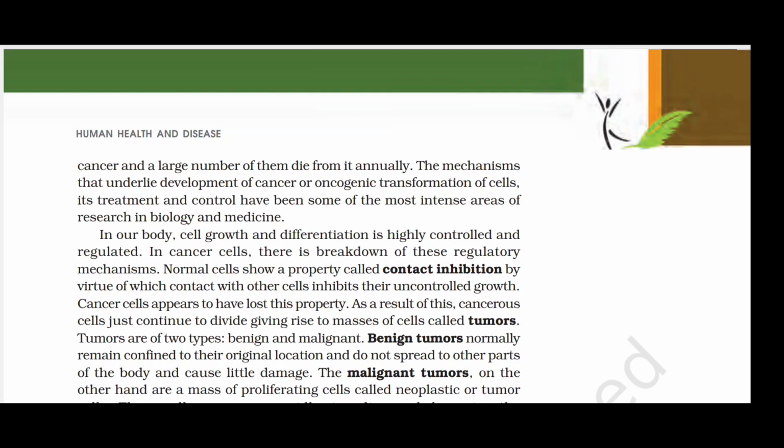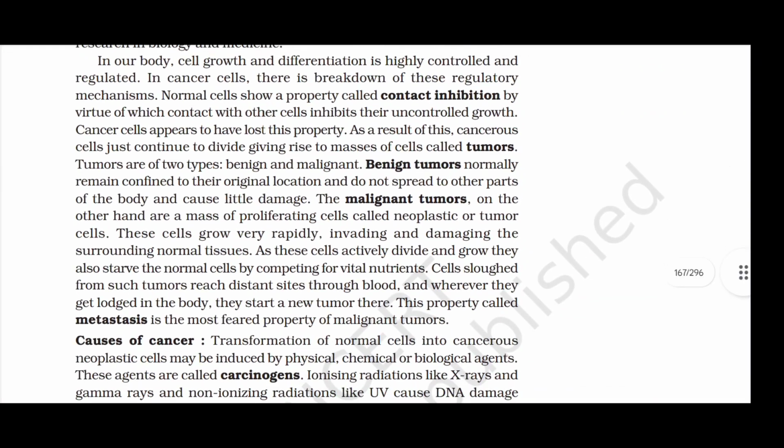Tumors are of two types: benign and malignant. Benign tumors normally remain confined to the original location and do not spread to other parts of the body and cause little damage. The malignant tumors, on the other hand, are a mass of proliferating cells called neoplastic or tumor cells. These cells grow very rapidly, invading and damaging the surrounding normal tissues.